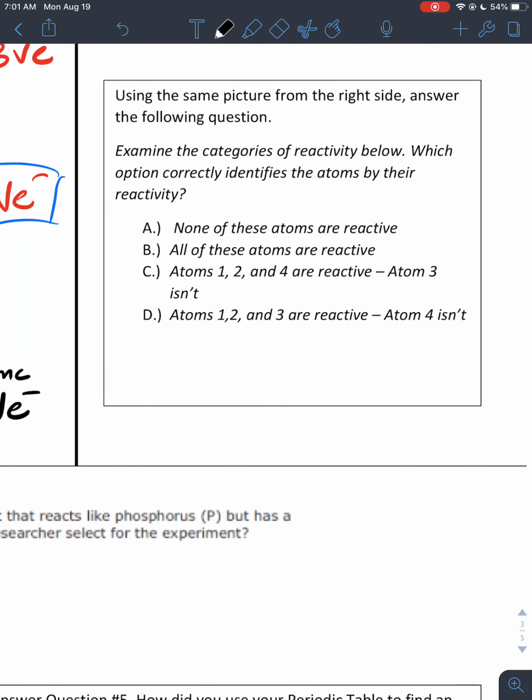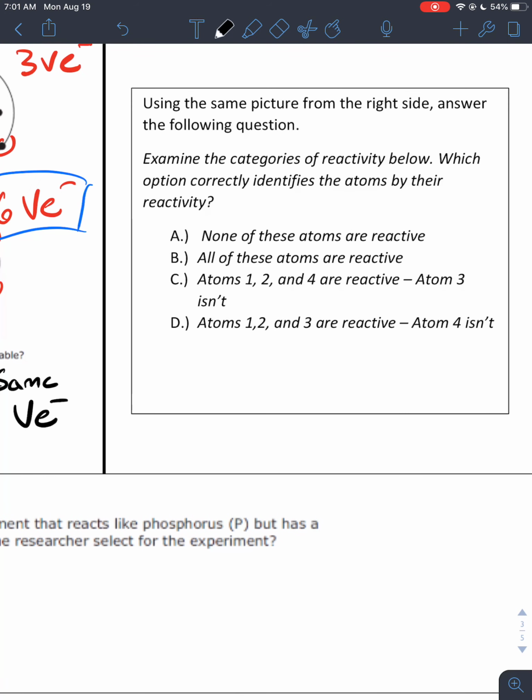Using the same picture from the right side, this is what you'll do next. Answer the following question. Examine the categories of reactivity below. Which option correctly identifies the atoms by their reactivity? This is a new word to us today, right? The word reactivity should be something that we're getting used to seeing. It is not a familiar concept to us, maybe, but it needs to become familiar. Reactivity means tendency to react with others.